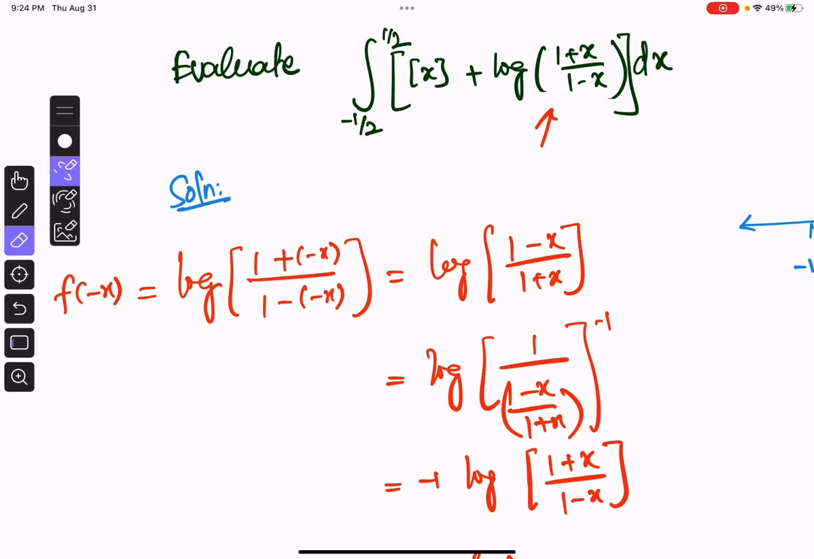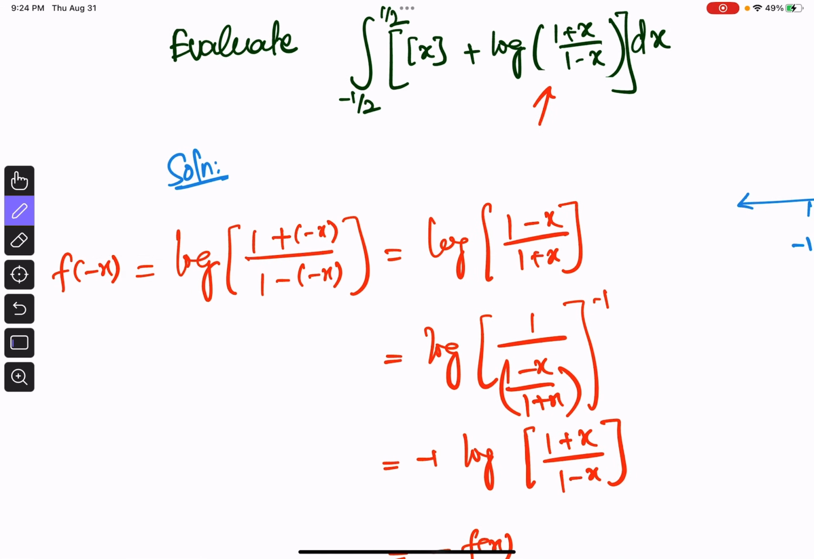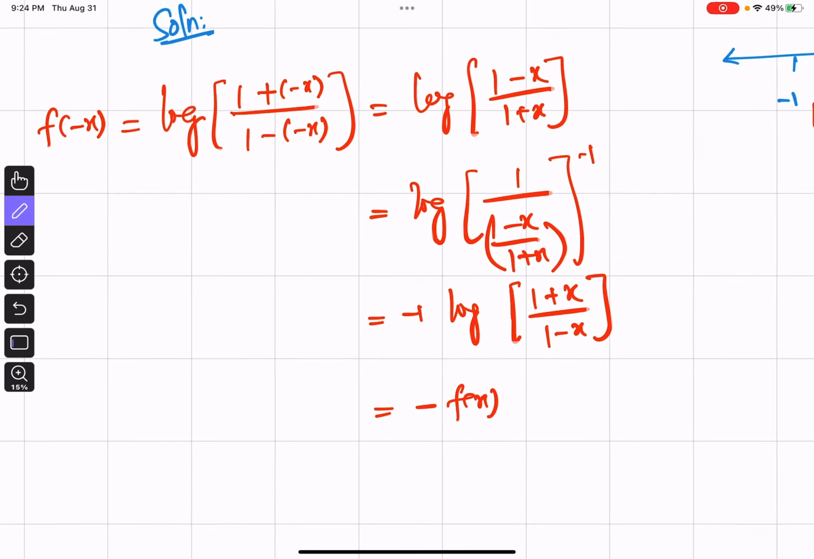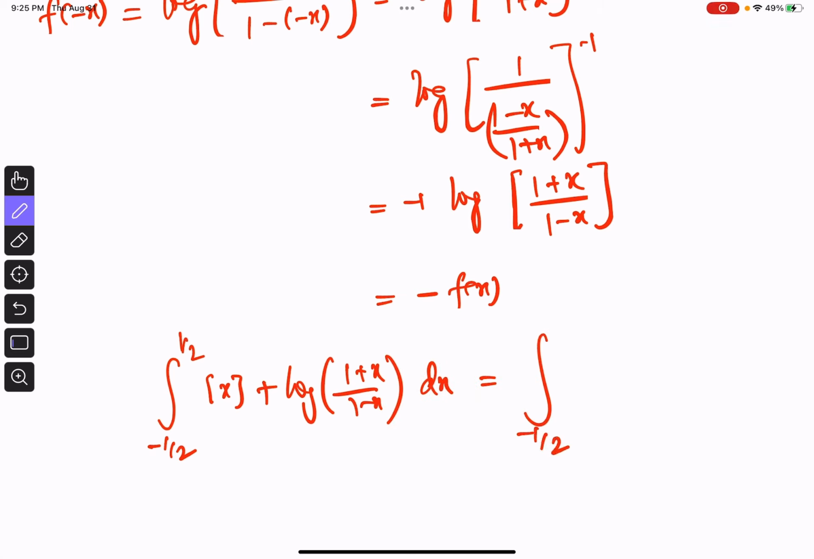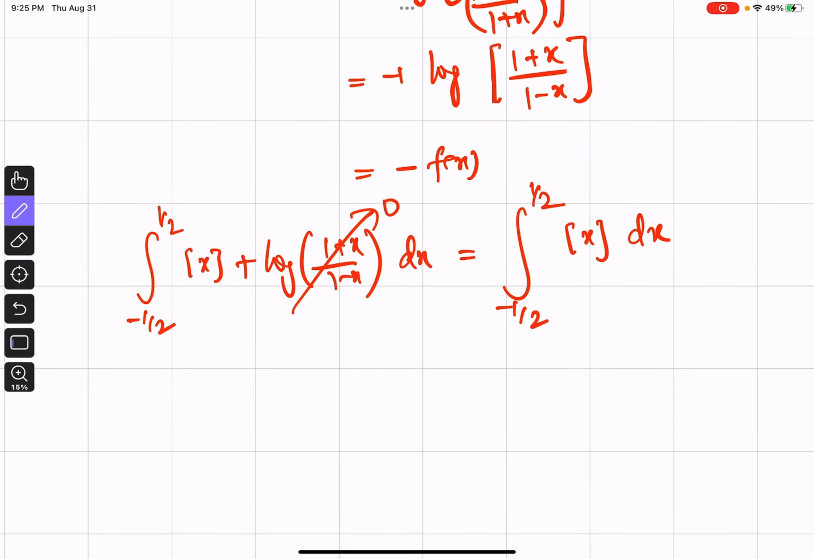So now the integral for this one is going to be 0. Why? Because the limits are minus 1 by 2 to plus 1 by 2, so that has been wiped off. That means I am left with the integral from minus 1 by 2 to plus 1 by 2 of the integer part of x plus log of (1 plus x) divided by (1 minus x) into dx, which gives me simply the integral from minus 1 by 2 to plus 1 by 2 of the integer part of x into dx, right? I told you the log part is going to be 0. Now we have the integer part of x.